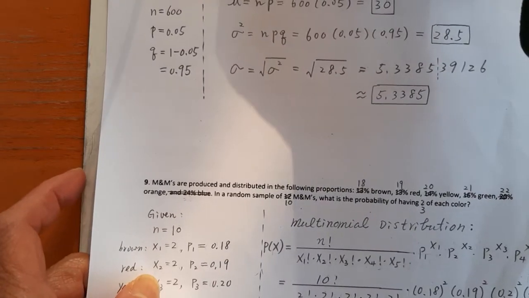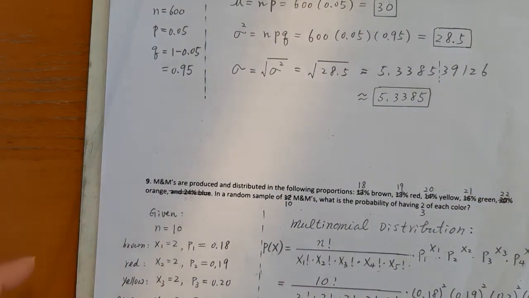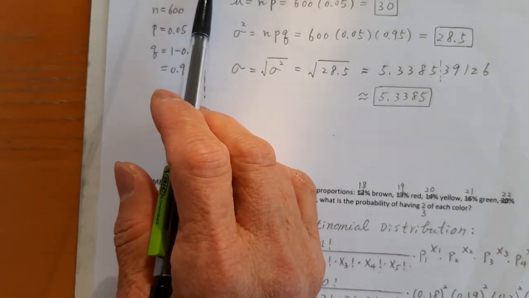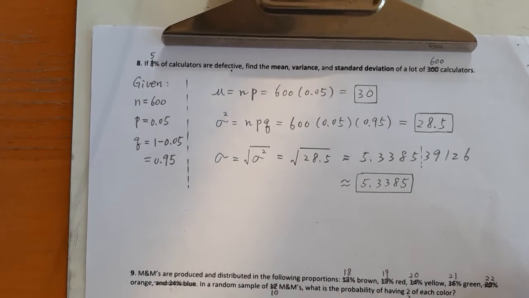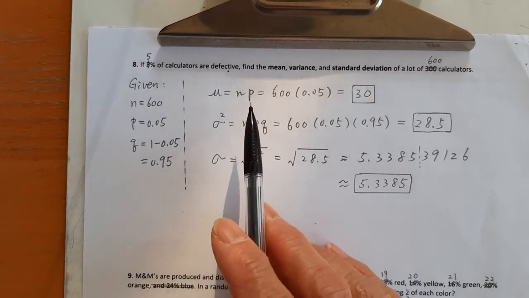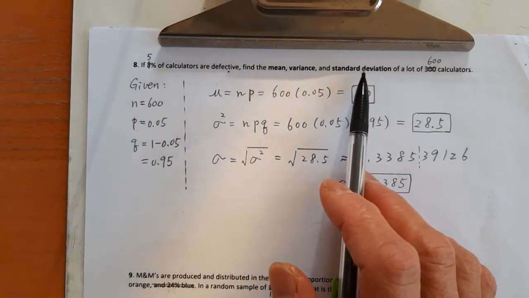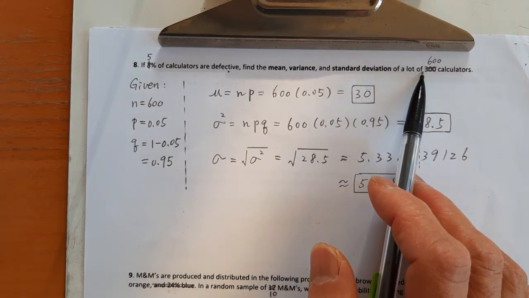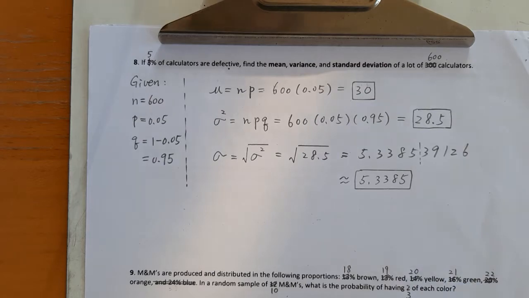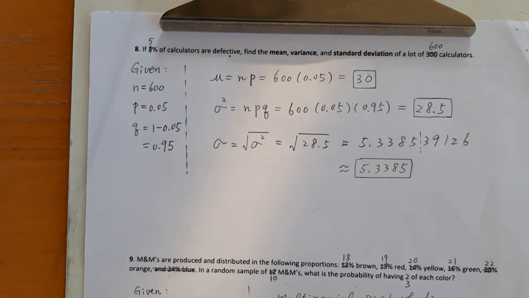Then question 8. If 5% of the calculators are defective, find the mean, variance, and the standard deviation of a lot of 600 calculators. So first of all, you list out the given: n equals 600.